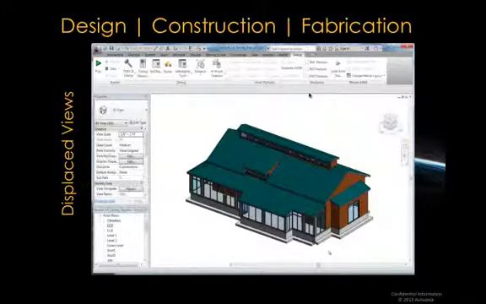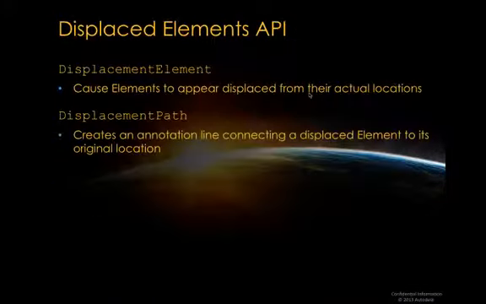I mentioned the displaced views. This is also completely accessible programmatically. The programmatic access to the displaced elements makes use of a displacement element, which is attached to an existing element and causes it to appear to be displaced from its actual location. There is also a displacement path object, which enables you to create an annotation line connecting the displaced element to its original location.